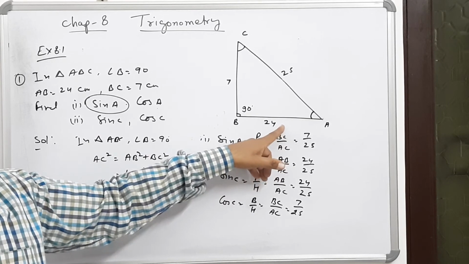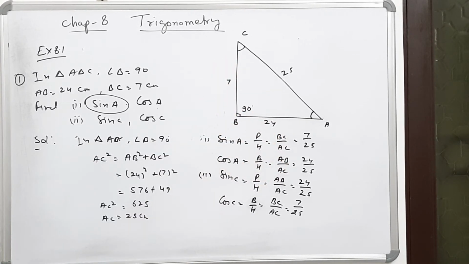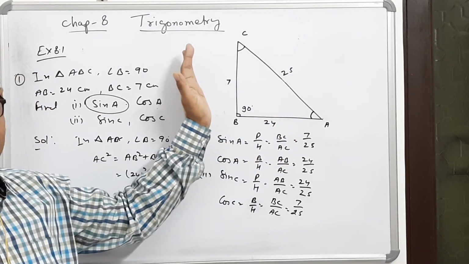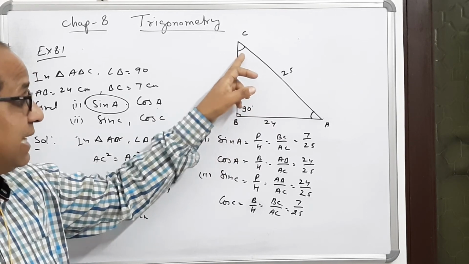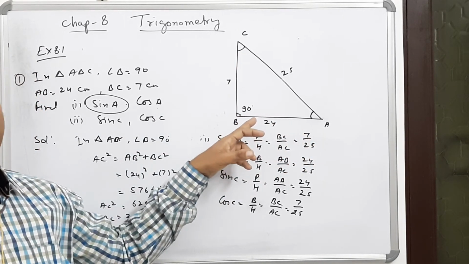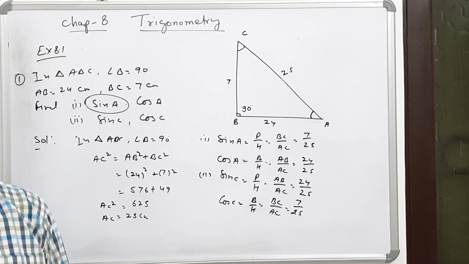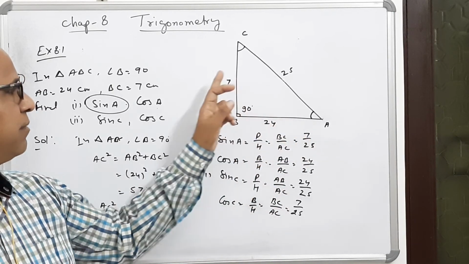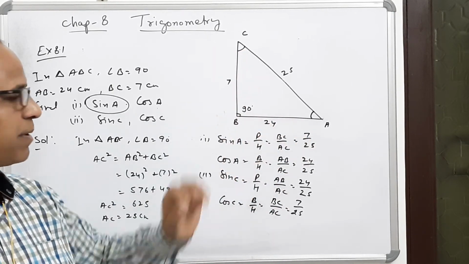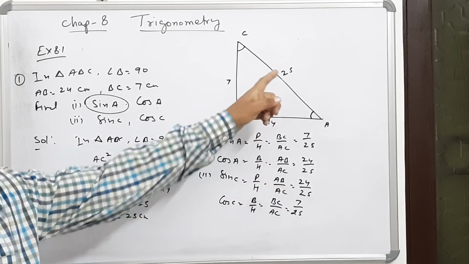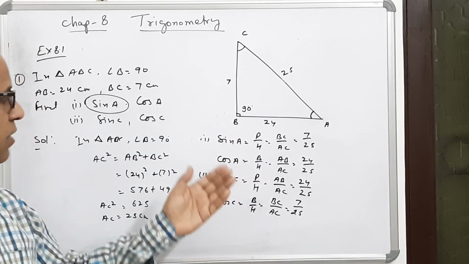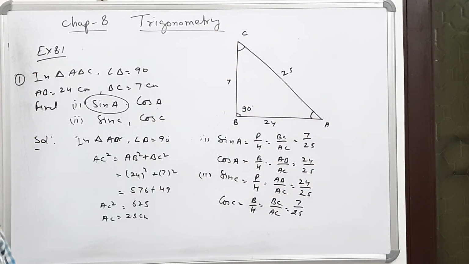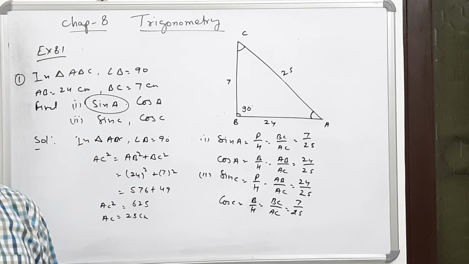This is the most important part of this concept. Earlier, you were always saying that this is the base and this is the perpendicular. But today you are reading that for angle C, this will be the perpendicular. Perpendicular means the side opposite to the particular angle. So for angle A, the perpendicular is 7. For angle C, the perpendicular is 24. But the hypotenuse will remain the same for both angles, whether we say angle A or angle C. I hope this part is clear to you. Thank you.